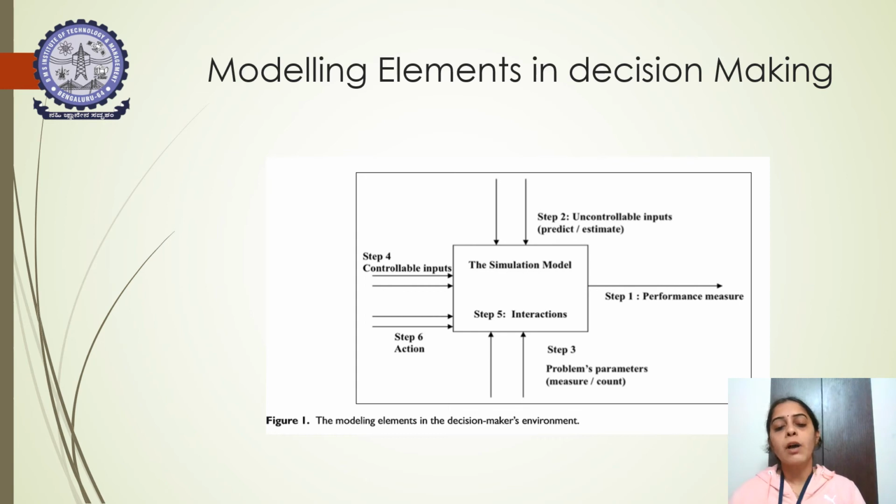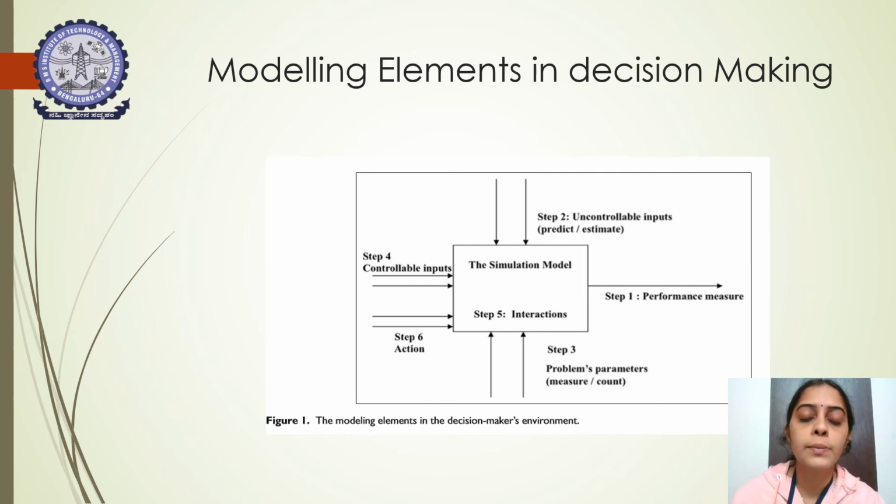So no measure or count of the controllable inputs is needed. Once you gather the controllable inputs and uncontrollable inputs and you have measured the problem level, it is the stage now where you do the interaction.